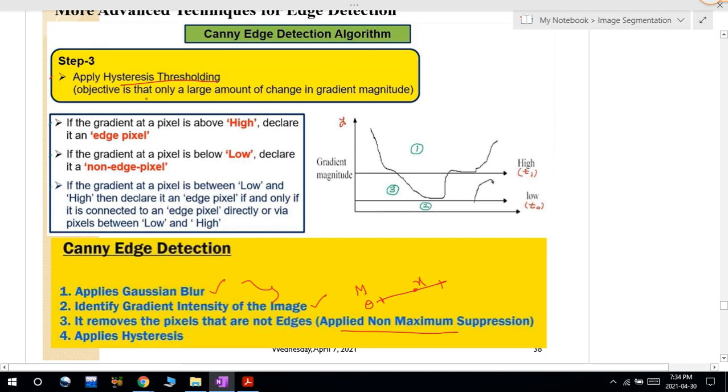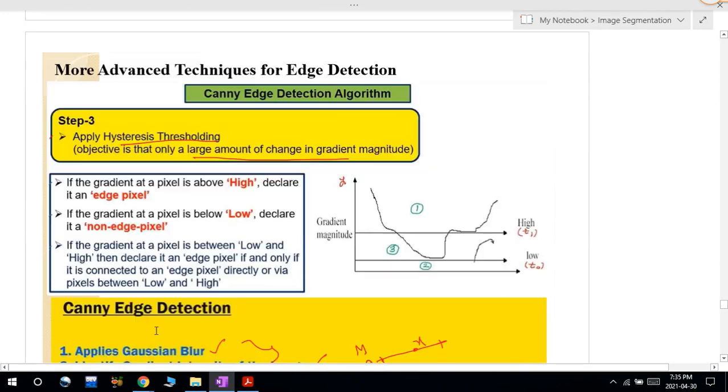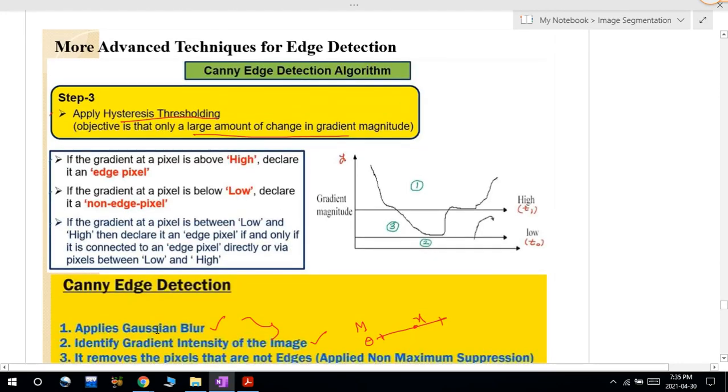hysteresis thresholding. The objective of this step is to keep only large changes in gradient magnitude. This is the final step which is used to find the correct edges. Otherwise, there would be too many responses. You don't want too many responses and double kinds of edges; all of those can be neglected in the final step, thresholding.